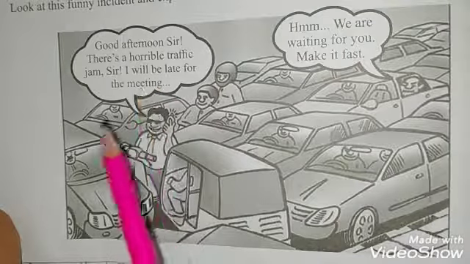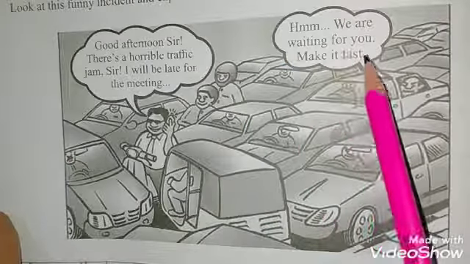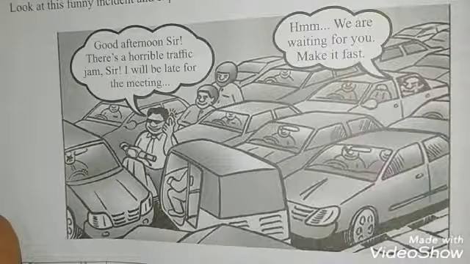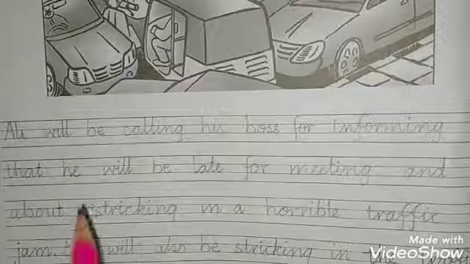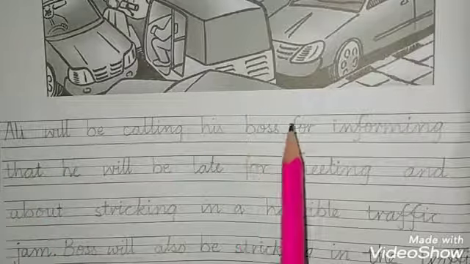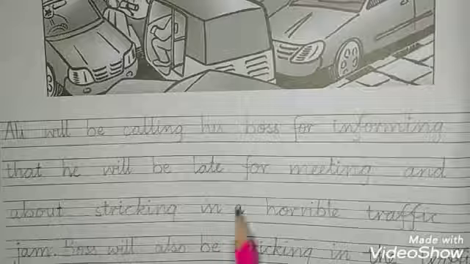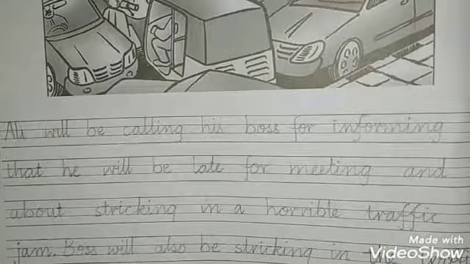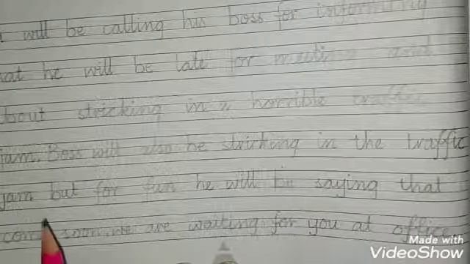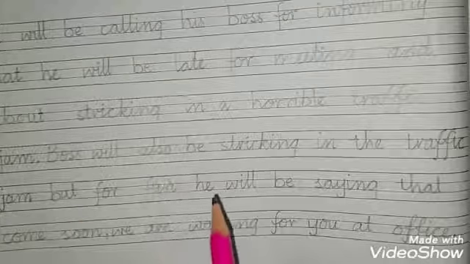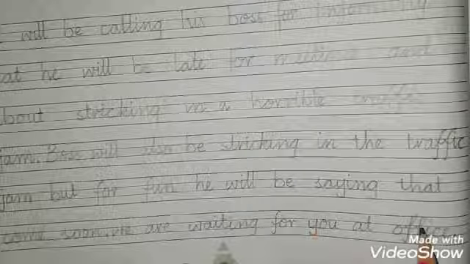So this employee is calling his boss, and let's check what his boss is saying. We are waiting for you. Make it fast. So let's write this incident in future continuous tense. Ali will be calling his boss to inform him that he will be late for the meeting and about being stuck in a horrible traffic jam. The boss will also be stuck in the traffic jam, but for fun. He will be saying, come soon, we are waiting for you at the office.